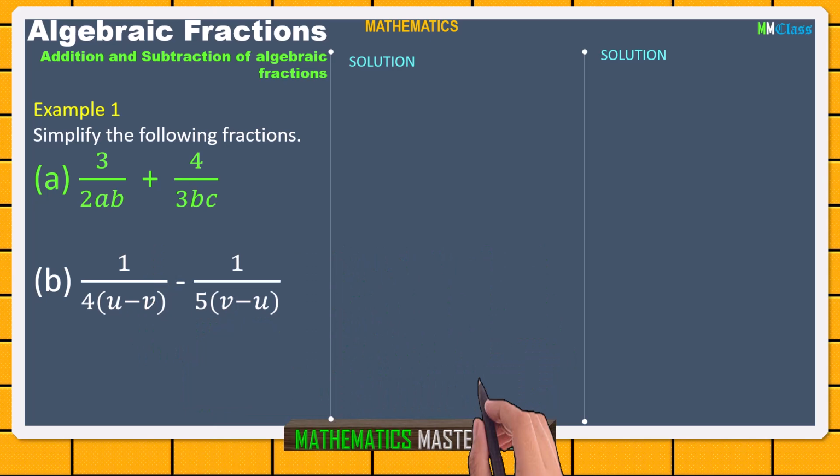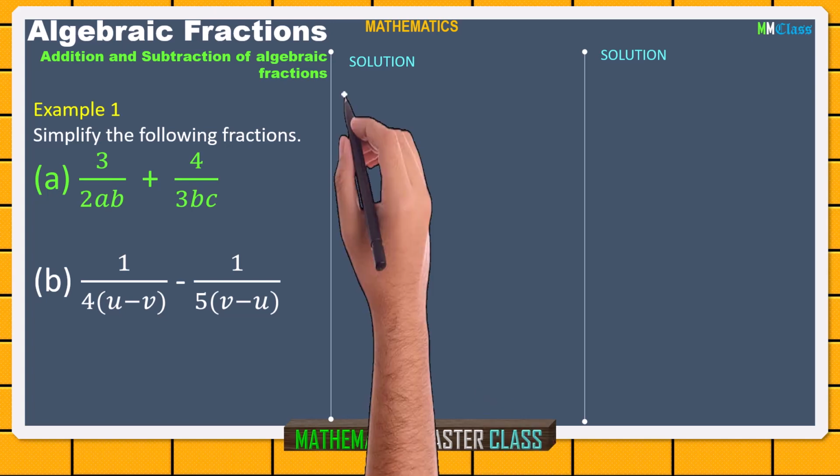Let's start with these first examples. Simplify the following fractions. A, 3 over 2ab plus 4 over 3bc. B, 1 over 4 open bracket u minus v close bracket minus 1 over 5 open bracket v minus u close bracket. So let's start with A.